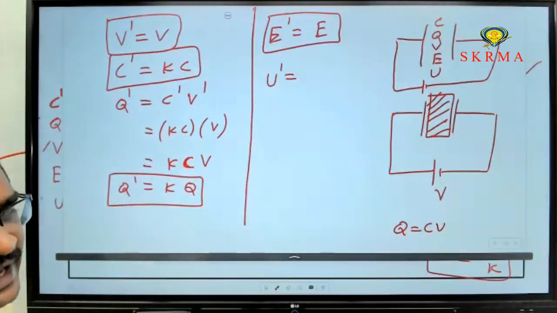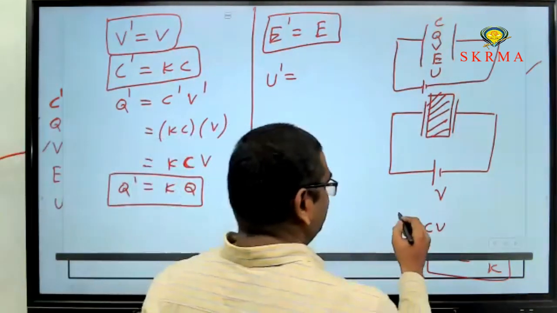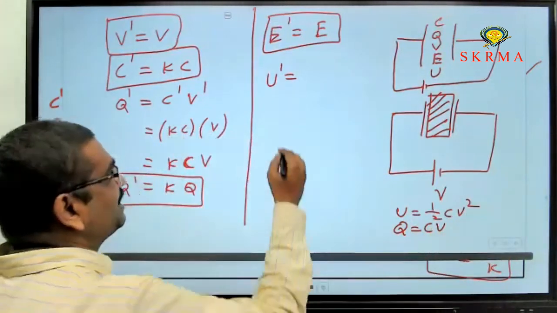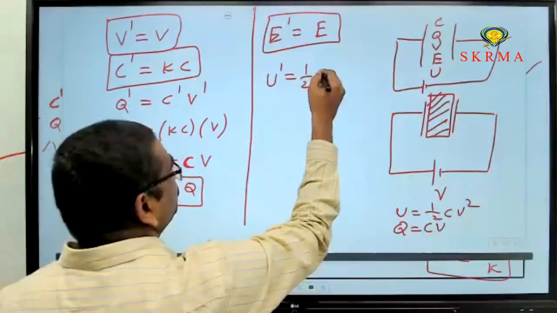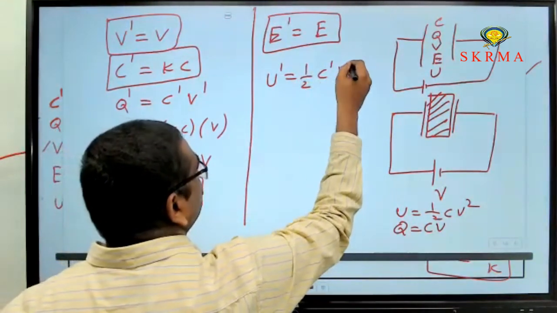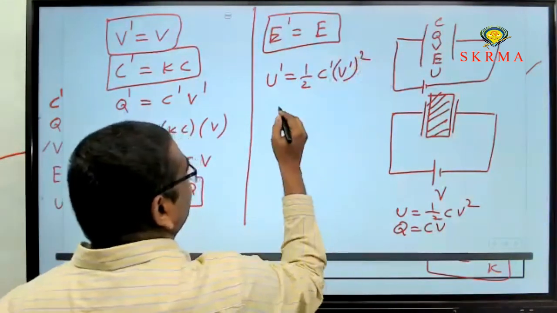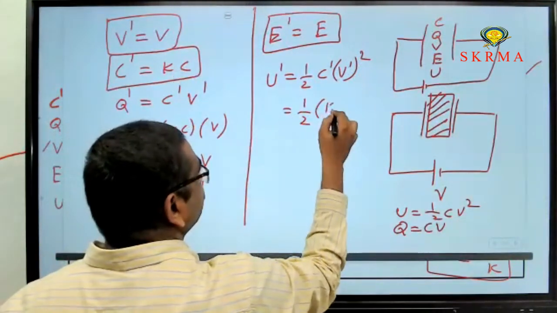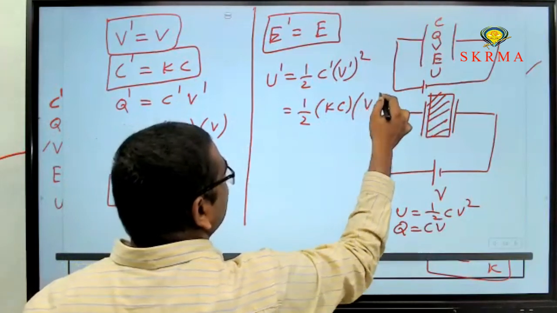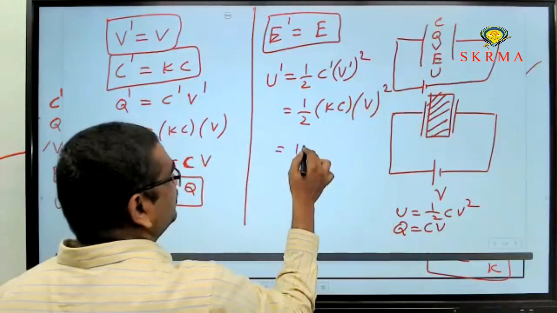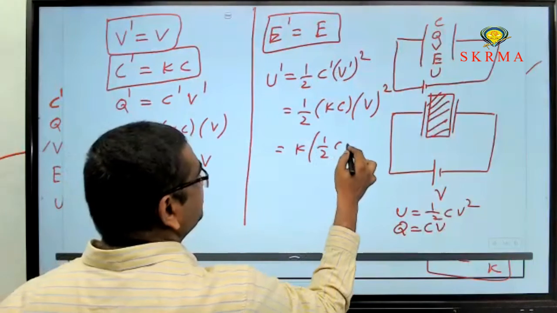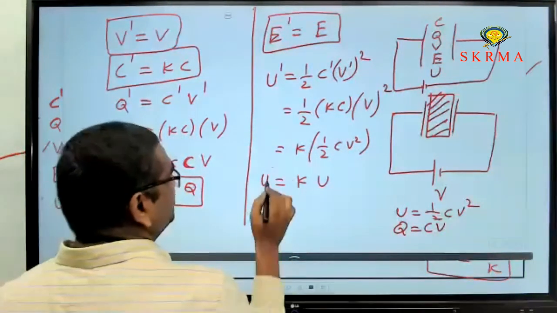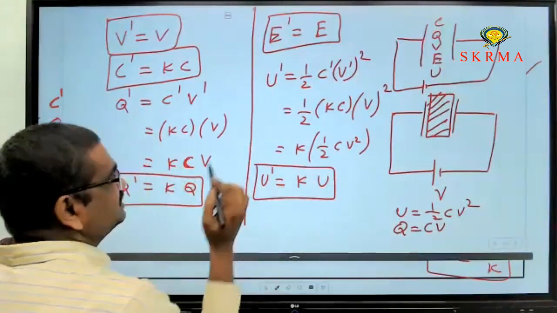So energy stored formula: half CV square, na? Energy stored formula half CV square. So 1 by 2 into C dash into V dash whole square. Substitute the values. C dash value is how much? K into C. Next, V dash value, V only, V whole square. That equal to K into half CV square. Half CV square is nothing but previous energy, initial energy. So, energy is like this.